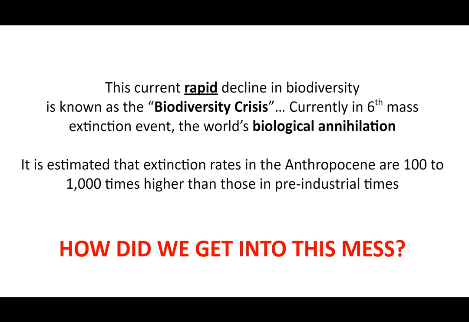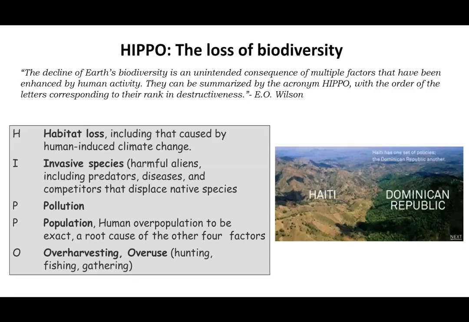So let's talk about how we got into this mess. How are we in the middle of a mass extinction event? And unsurprisingly, it's just sort of things we do. I'm going to give you a quote from E.O. Wilson. He's the guy we talked about in the very first class, a really famous biologist. E.O. Wilson said, the decline of Earth's biodiversity is an unintended consequence of multiple factors that have been enhanced by human activity. They could be summarized by the acronym HIPPO, with the order of the letters corresponding to their rank in destructiveness. So we have H is habitat loss, I is invasive species, P for pollution, P for population, and O for overharvesting and overuse.